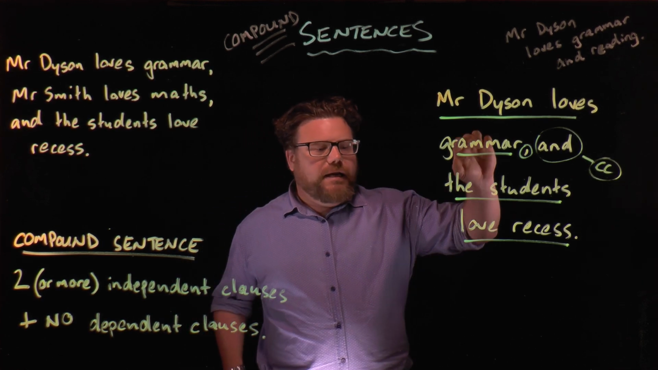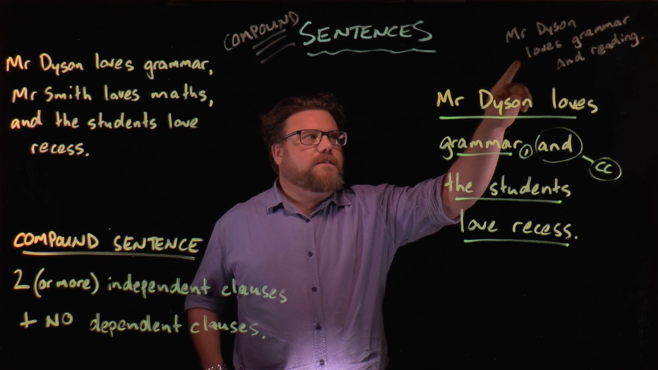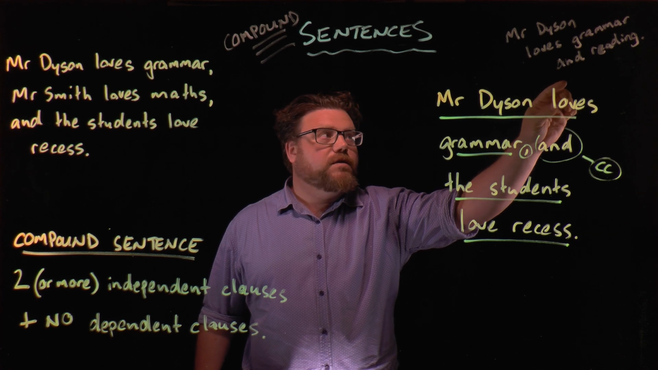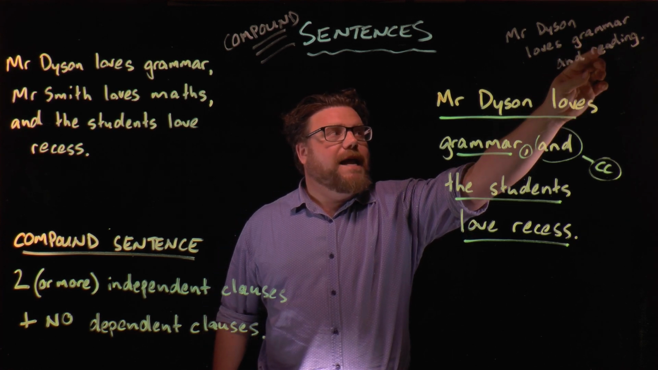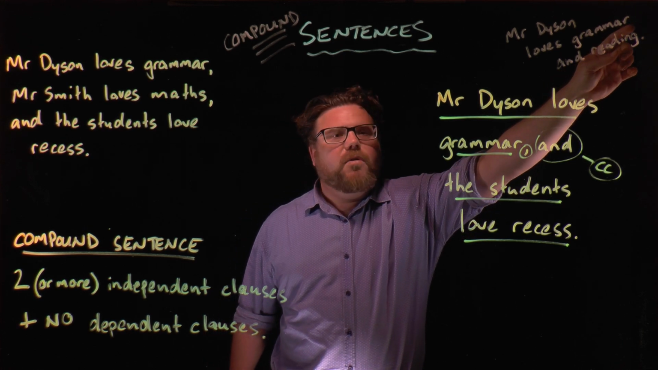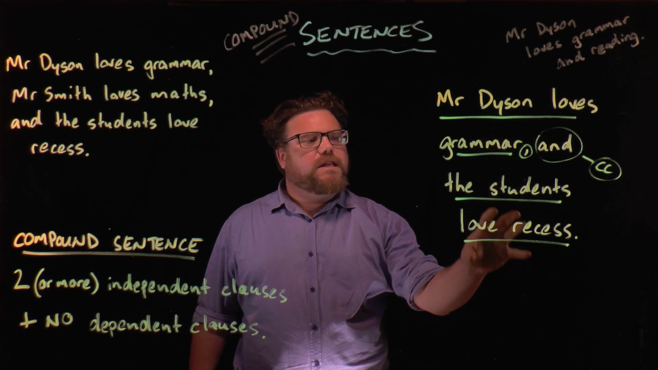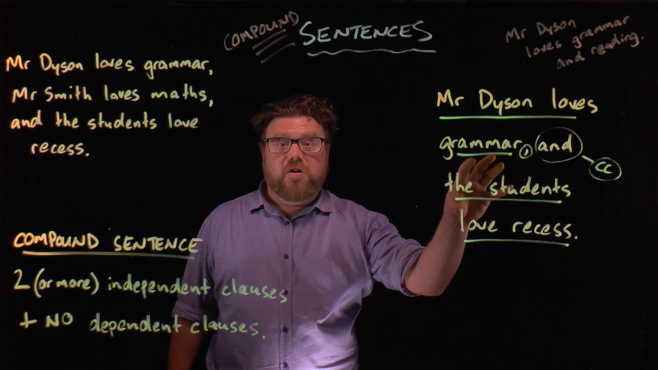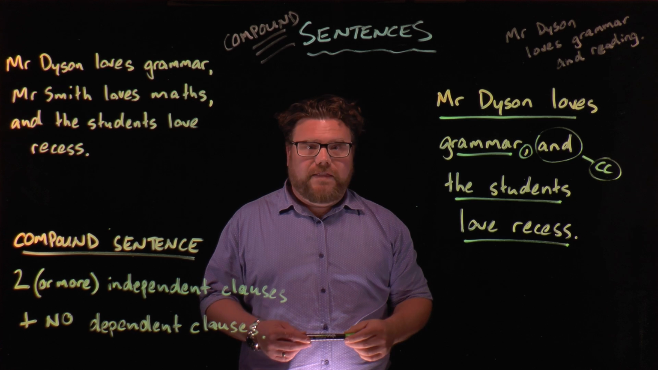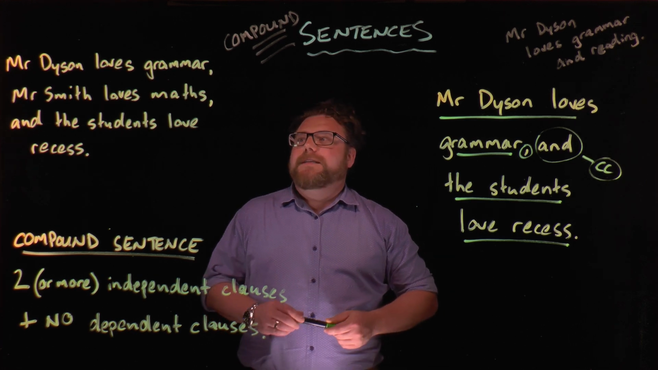You'll notice that up in this little example here, Mr. Dyson loves grammar and reading, we're not joining two independent clauses. We're just adding to the number of things that Mr. Dyson loves. So here the and doesn't require a comma. It's only when we're joining these two independent clauses within a compound sentence that we use a comma and an and or any other coordinating conjunction.